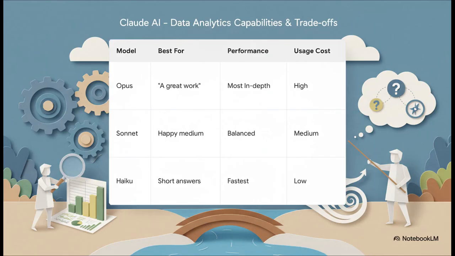Okay, so this is where that strategic choice comes in. You've got 3 different models, 3 different brains you can use. Think of Opus as the heavyweight champion. It's for your most complex, deep dive analysis, but it's going to cost you the most in usage credits. Then you've got Haiku, which is like a speed demon. It's lightning fast for simple tasks and super cheap to run. And right in the middle, you have Sonnet, which is that just right, Goldilocks option for most everyday tasks. The big takeaway here is you have to match the model to the job. It's a classic speed, power, cost trade-off.